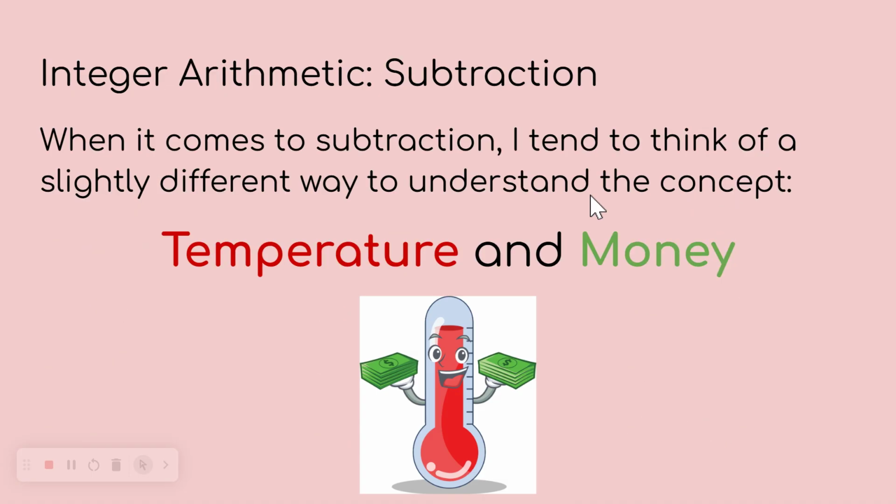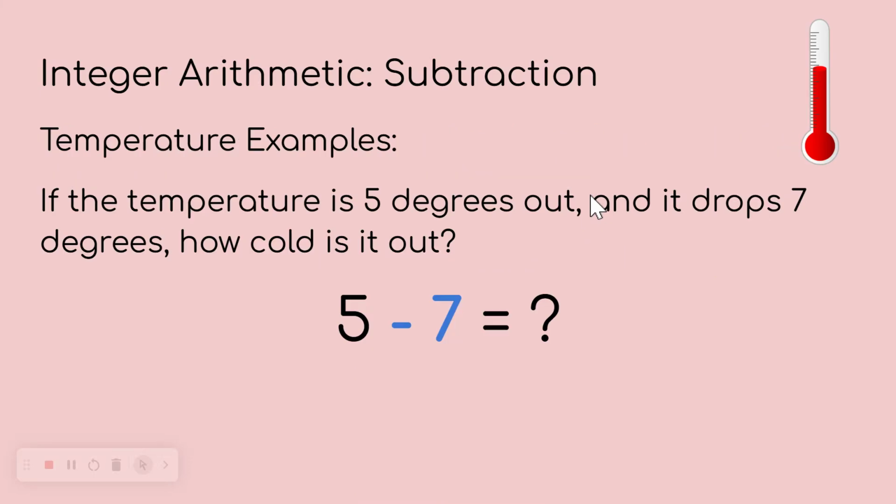Two contexts that I see a lot in math books, and that I also agree are some of the most helpful, are temperature and money. We're going to use both of these contexts to help us understand this a little bit more. So first of all, temperature. If the temperature is 5 degrees out and it drops 7 degrees, how cold is it out?